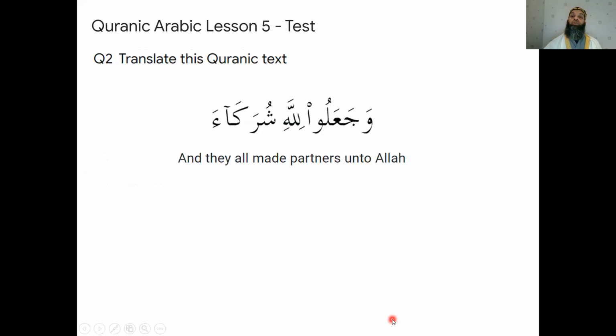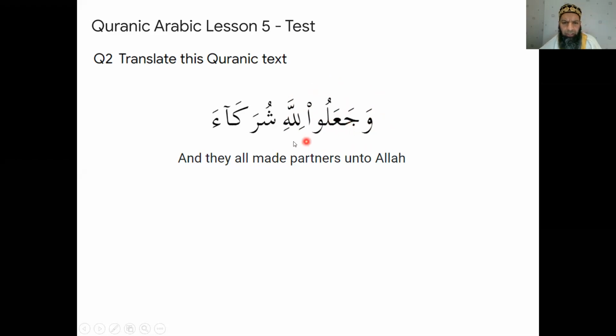وَجَعَلُوا. What is وَجَعَلُوا? It comes in the top left of the table. And they all made. Ja'ala means to make. Ja'alu means they all made, masculine terminology. But we know when the Quran talks about masculine terminology, it's talking about everybody, except if women are specifically mentioned afterwards. Then you know that that's one of the ways. So وَجَعَلُوا, they all made.